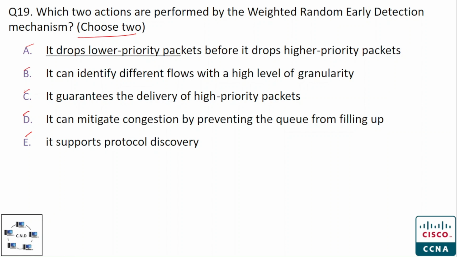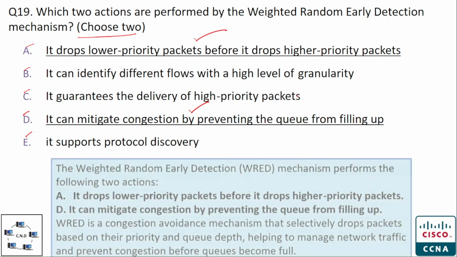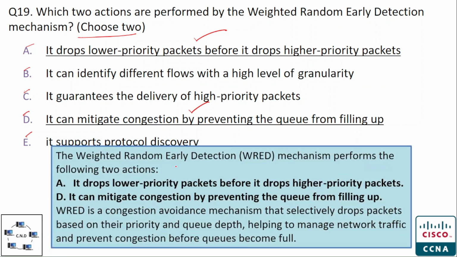And the correct options are option A, it drops lower priority packets before it drops higher priority packets, and option D, it can mitigate congestion by preventing the queue from filling up. So the weighted random early detection, that is WRED mechanism, performs option A and option D. WRED is a congestion avoidance mechanism that selectively drops packets based on their priority and queue depth, helping to manage network traffic and prevent congestion before queues become full.